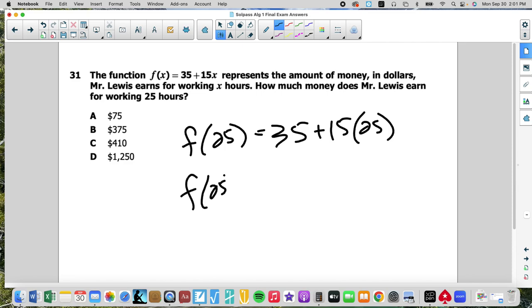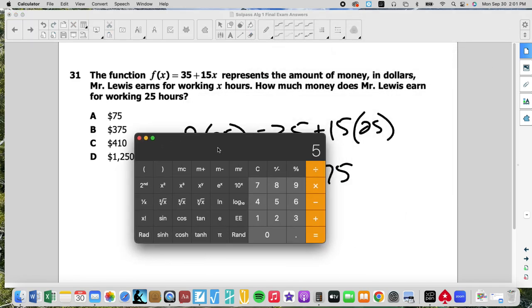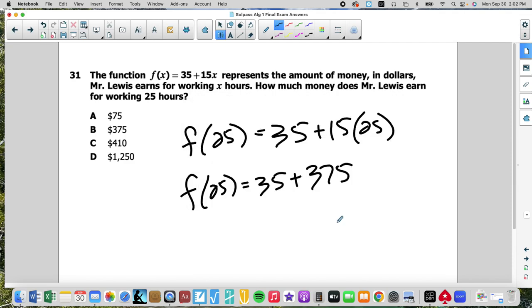So f of 25 equals 35 plus, if I had 15, so if I had 16, that would be 400, so 375? Is that correct? Did I do that math right? 15 times 25, 375. I was just thinking of quarters, and I know 4 quarters make $1, so that's how I did that. And f of 25 equals 410. C. So he would have made $410 for those 25 hours of work.